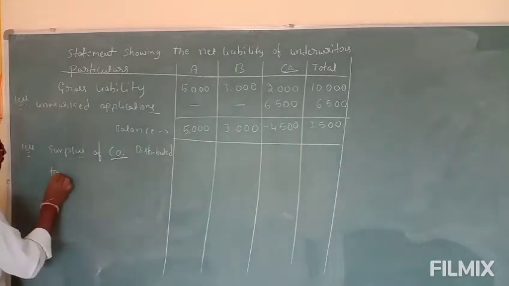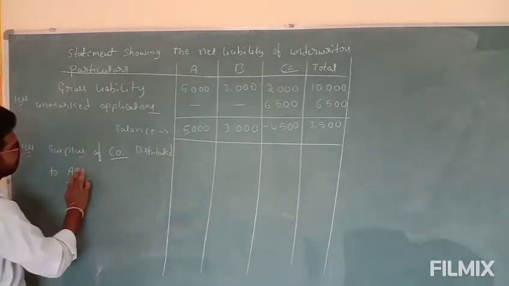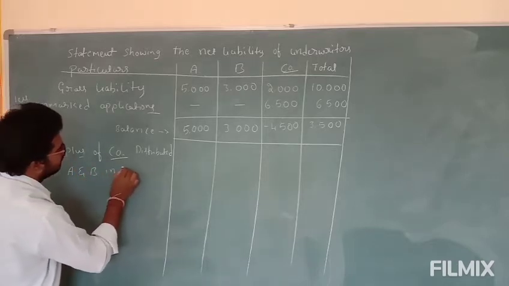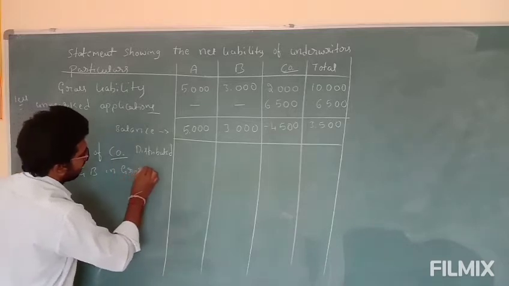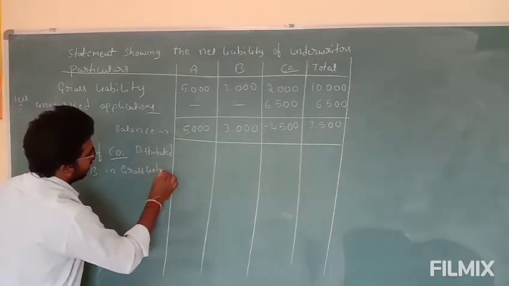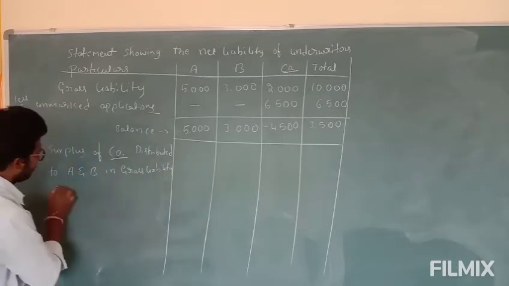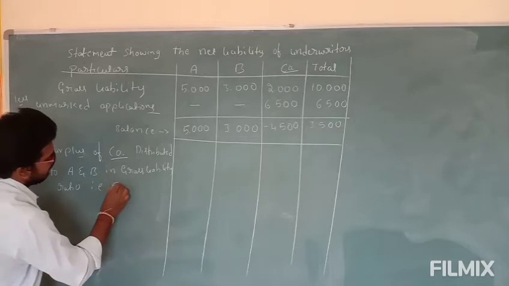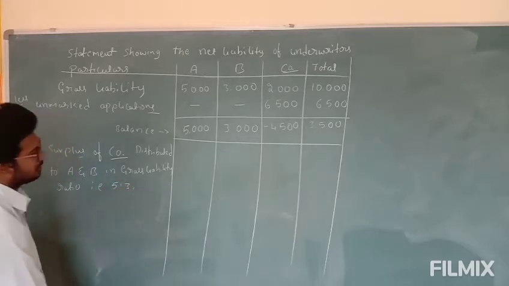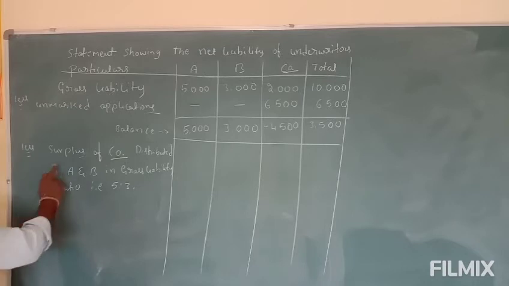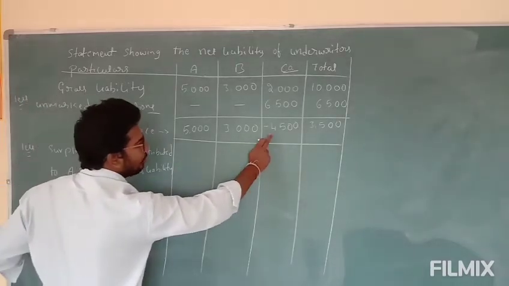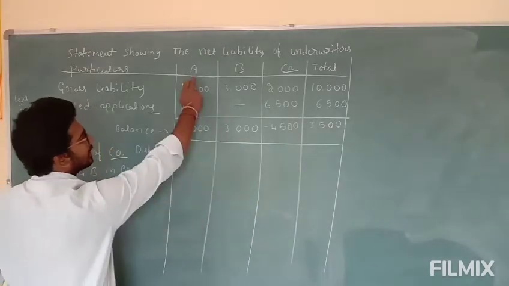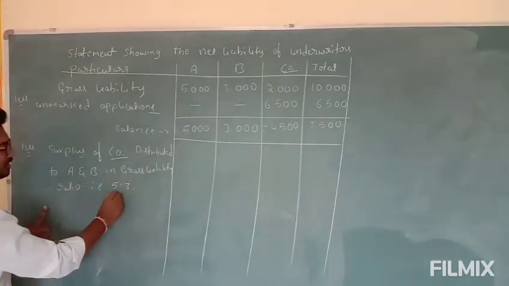The surplus of the company is distributed to A and B in the gross liability ratio, that is 5 is to 3. Surplus of the company, how much? 4,500. You should distribute to both A and B in their gross liability ratio. Gross liability ratio is 5 is to 3.